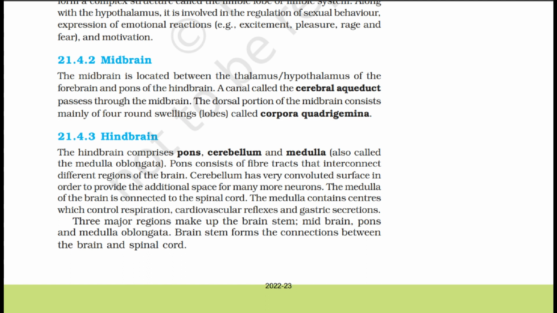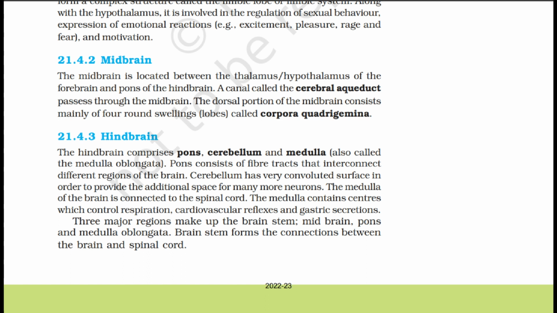Midbrain. The midbrain is located between the thalamus or hypothalamus of the forebrain and the pons of the hindbrain. A canal called the cerebral aqueduct passes through the midbrain. The dorsal portion of the midbrain consists mainly of 4 round swellings, lobes, called corpora quadrigemina.